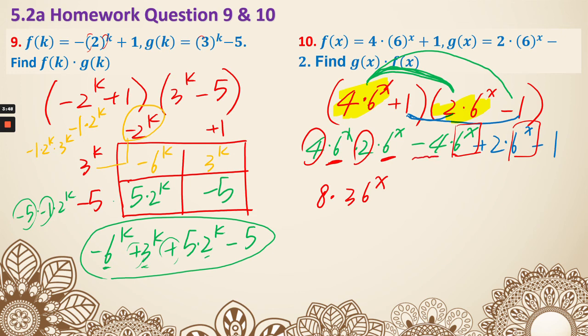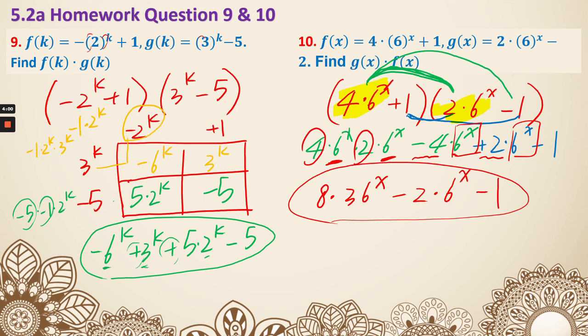That means I'm just combining the negative 4 and the positive 2, which gives you a minus 2 times 6 to the x power. And eventually I have the negative 1 on the end. So that altogether is the final answer. Everything is already simplified. That's number 10. So here are the answers for number 9 and number 10.